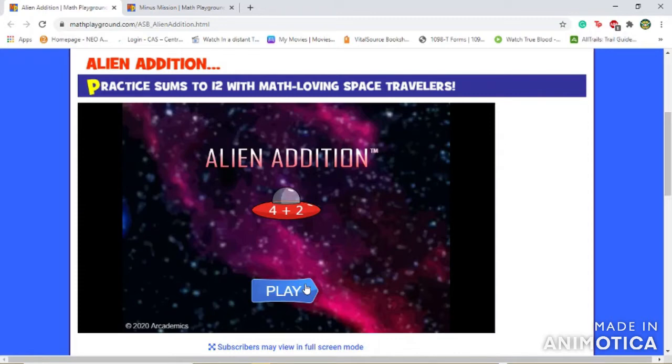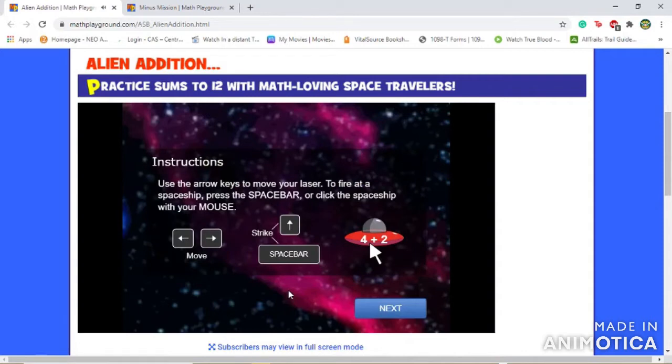So we have Alien Addition and then Minus Mission. They can both be found on Math Playground, and the first one we're going to look at today is Alien Addition. So this is going to follow the addition side of our lesson plan. Once you click play, it's going to show you the instructions for the activity. So you're going to use the left and right arrow to move your spaceships, and then you're going to use either the space bar or the up bar to send a strike.